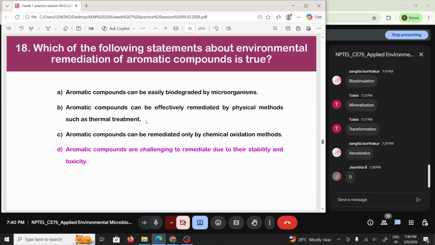And also, chemical oxidation methods work well for aromatic compounds, but they are not the only ways to treat aromatic contamination. And physical methods are generally not very effective in treating aromatic compounds. We have thermal methods like incineration and all, but they can cause secondary pollution, and they are not very effective in treatment of aromatic compounds. The reason for all the other three statements to be true is the fact that aromatic compounds are recalcitrant and are highly stable and also highly toxic.